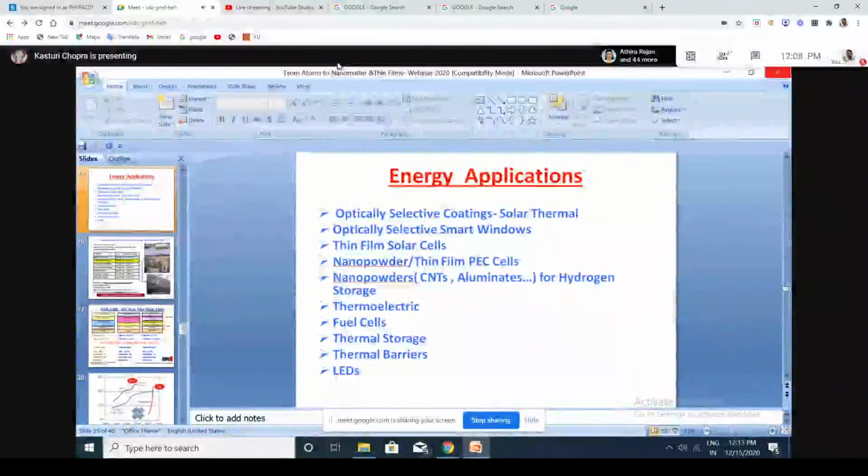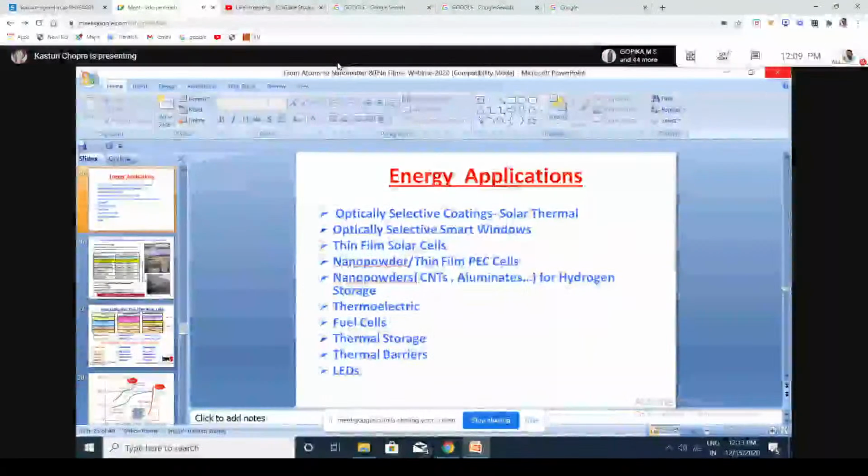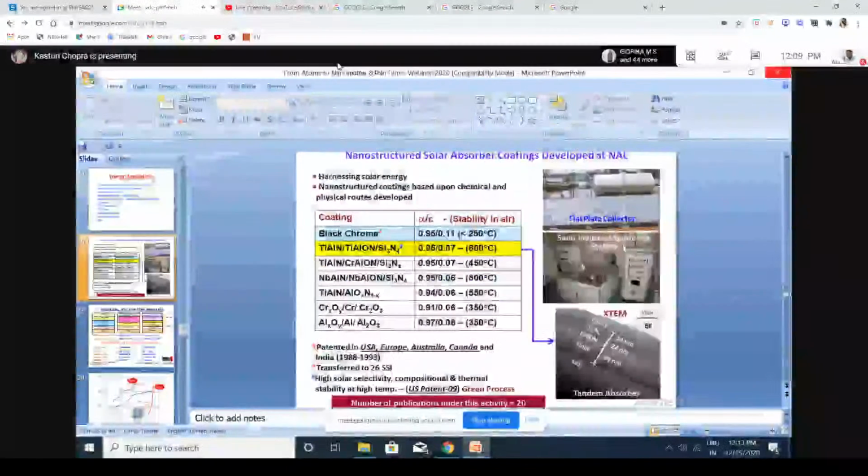Thin film solar cells, of course, we do a lot of things. Okay, we have at least one major industry which is using copper indium selenide solar cells, which is manufacturing copper indium selenide solar cells. So there are nano powders for hydrogen, thermoelectrics, for example, fuel cells, thermal storage, thermal barriers, LEDs, and of course LEDs depend very heavily on thin film technology. Okay, this is again to give you an example from NAL.